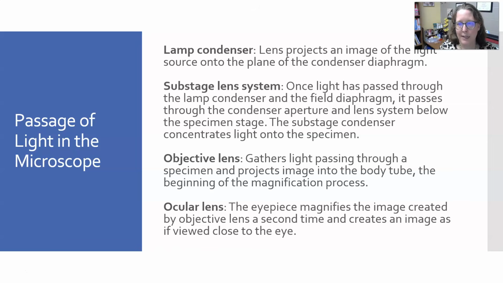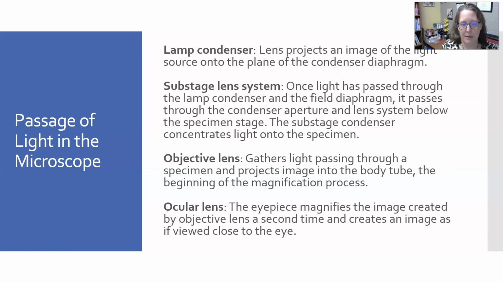Once the light has passed through the lamp condenser and the field diaphragm at the base, it passes through the condenser underneath the stage, and the condenser lens system, that's all beneath the stage, concentrates the light onto the specimen, which is on the slide on the stage.